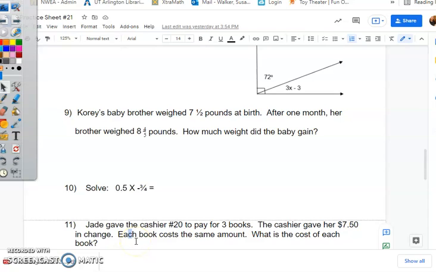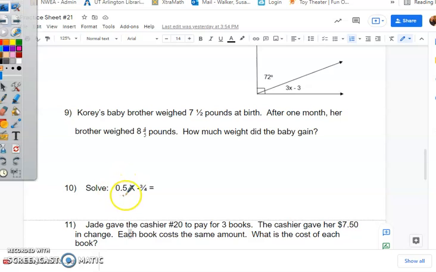Okay, number 10 says, solve 0.5, or 0 and 5/10, times negative 3/4. I did not tell you the way that I wanted the answer. You can do it either way. You can make both of these into fractions or both into decimals. It doesn't matter to me, okay?